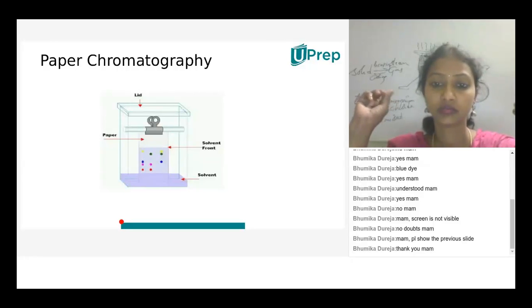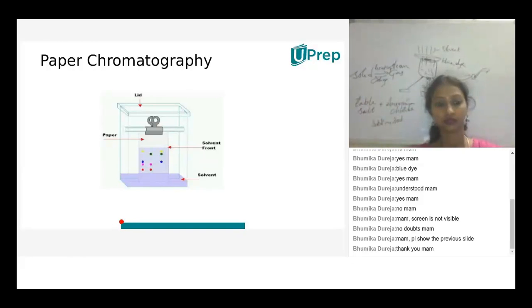Understood or not? Any doubts? So ma'am, is there a special type of paper for paper chromatography? Yes, Whatman number paper is used. Yes ma'am. Whatman number 45, Whatman number 90. These are the different kinds of filter papers used in the laboratory, especially for paper chromatography. It's a cellulose paper, but much more effective than normal filter paper, and the thickness is also much greater compared to filter paper. Right?